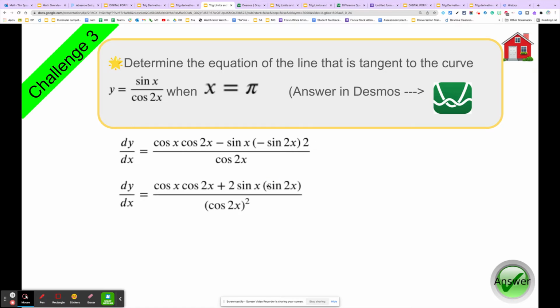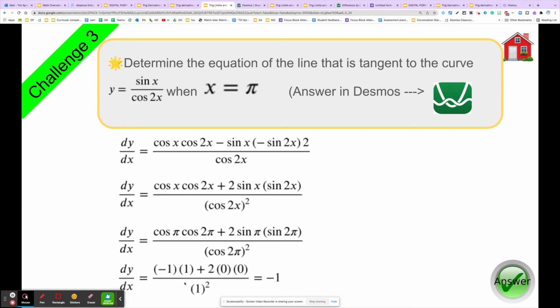Now, I've simplified it here a little bit, but remember, what I'm going to do is put x equals pi in for all those x values, because when I do that, I know that the cosine of pi is -1, and the cosine of 2 pi is +1, and I know that the sine of pi is 0, and the sine of 2 pi is 0, and so on.